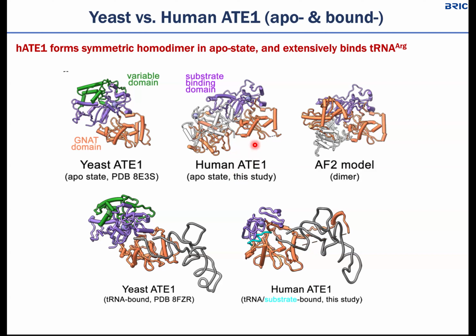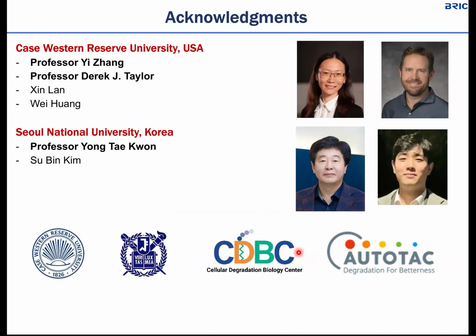In this sense, the homodimerization property of human AT1 may be a means of stabilizing AT1 prior to its substrate binding. And another distinct feature of human AT1 is its extensive interactions with the cognate tRNA molecule that extend beyond the interactions that were previously observed with yeast AT1.